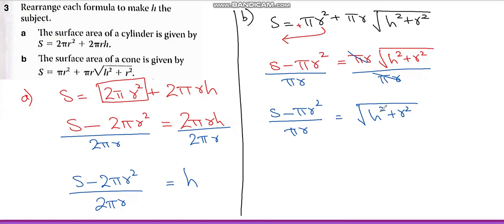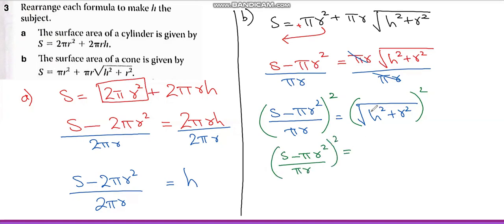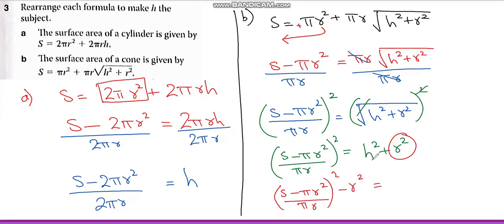Now, I can't shift r squared towards the left before removing this square root. So I'm taking the square on both sides. On the left, we will get ((S minus pi r squared) divided by pi r) whole squared. And on the right, the square root cancels with the square, so we will have h squared plus r squared. Now I can easily shift r squared towards the left. So I will get ((S minus pi r squared) over pi r) whole squared, take away r squared, equals h squared.